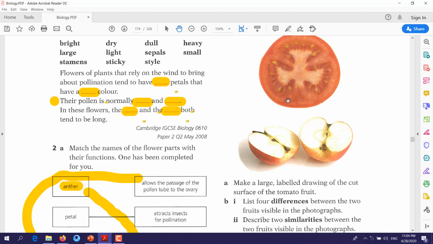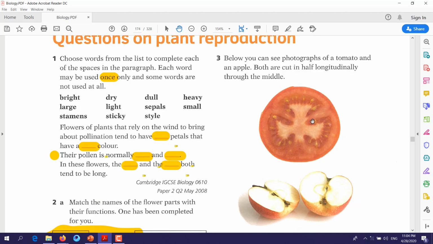What are the labels that you will write? When you will draw it, what you will do? Here, what do we have? What are the parts that you should label? Firstly, as you can see here, we have these seeds.